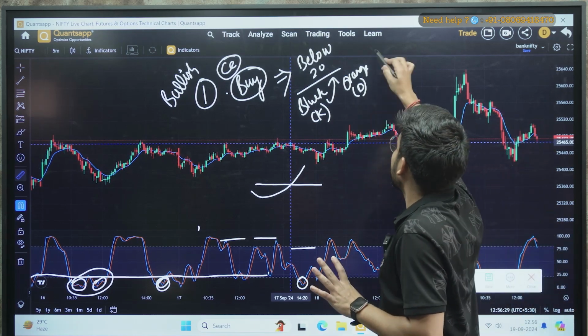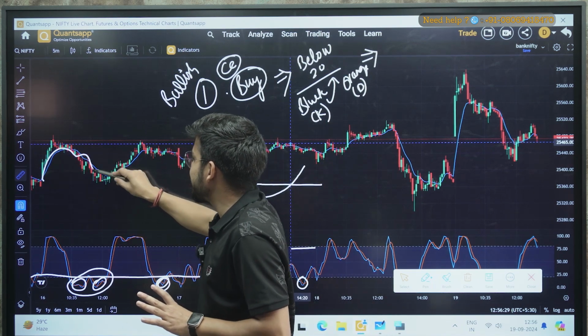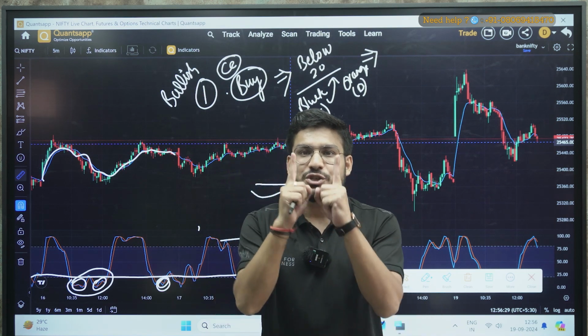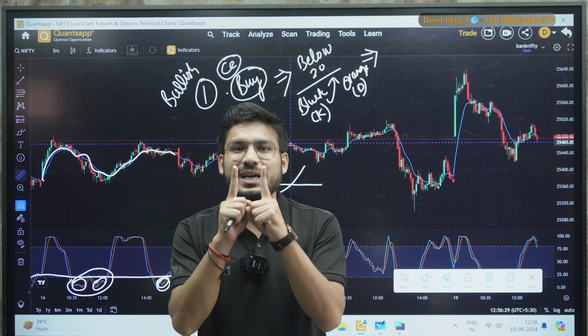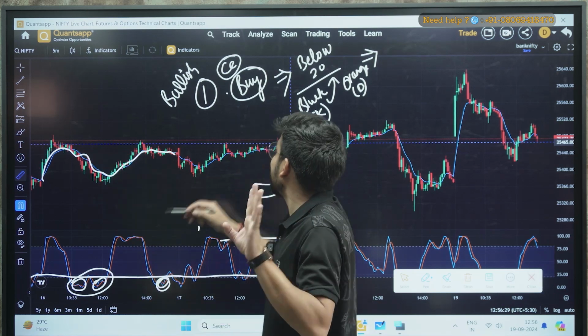Okay, so it will be crossing. The second condition is that I have applied exponential moving average 9 here. If I'm going for the buying position, there should be a green candle that is breaking out above my exponential moving average 9. Okay, so that is my second condition.